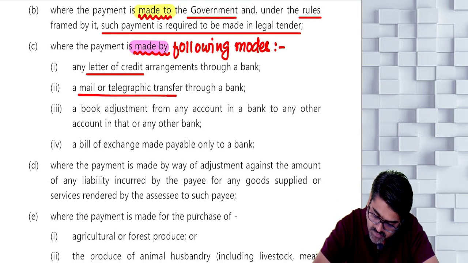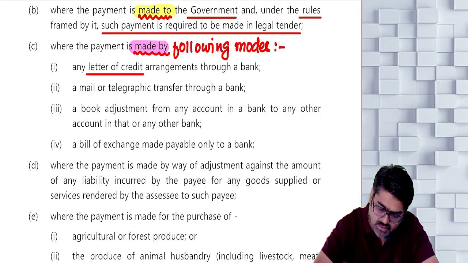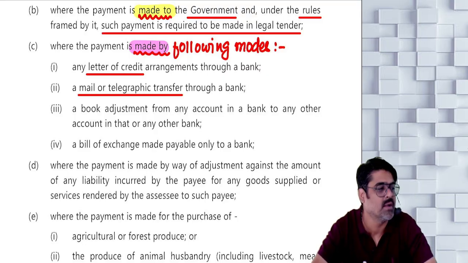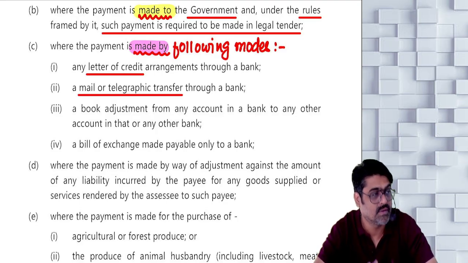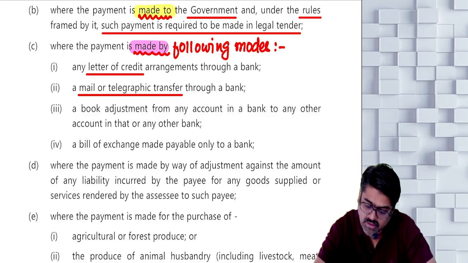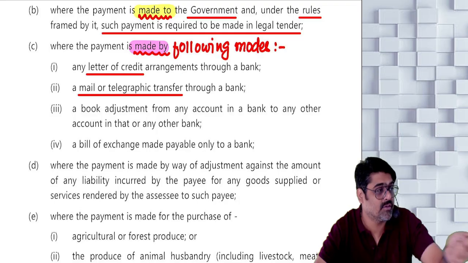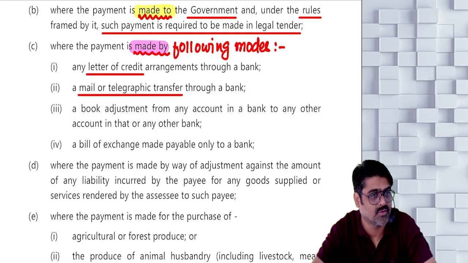Mail or telegraphic transfer. Earlier this used to happen a lot, but after online banking modes and everything came, these kinds of transfers have reduced. Mail transfer or telegraphic transfer meant you would send money through mails. Mails means letters, post. Earlier telegrams used to come.